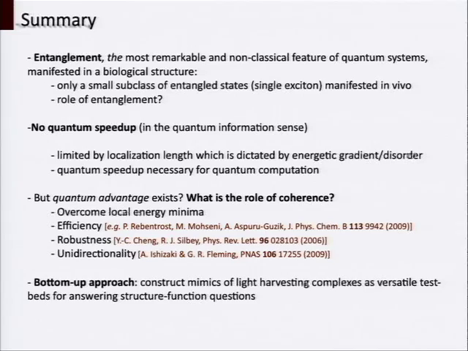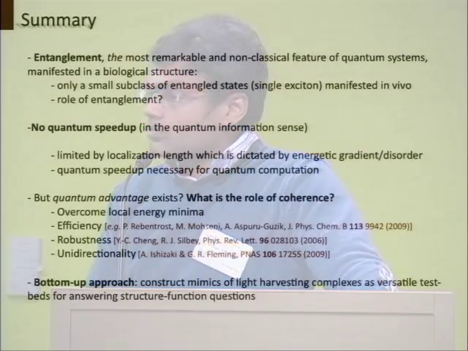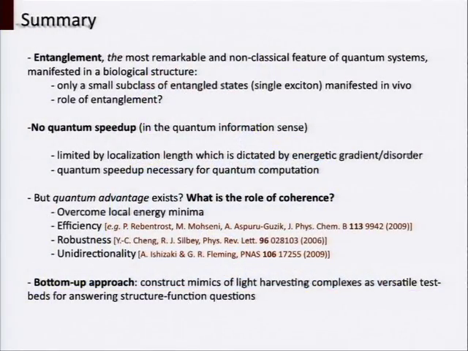As Hartmut mentioned, overcoming local energy minima is a possibility. People have postulated that efficiency is a role, and that coherence could provide more robustness in these systems, as well as unidirectionality. You want these things to take energy in one direction towards the reaction center. You don't want it to go backwards, right? So maybe that's a role for the coherence as well. And then I briefly presented the new approach that we're taking, the bottom-up approach of actually constructing artificial light-harvesting systems and playing around with them to see what the effects of the coherence are.